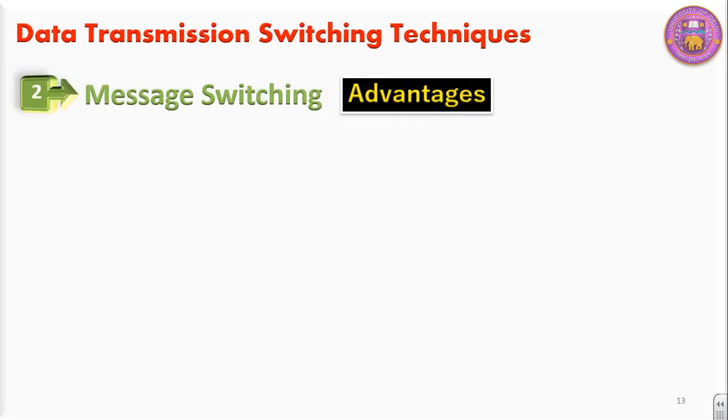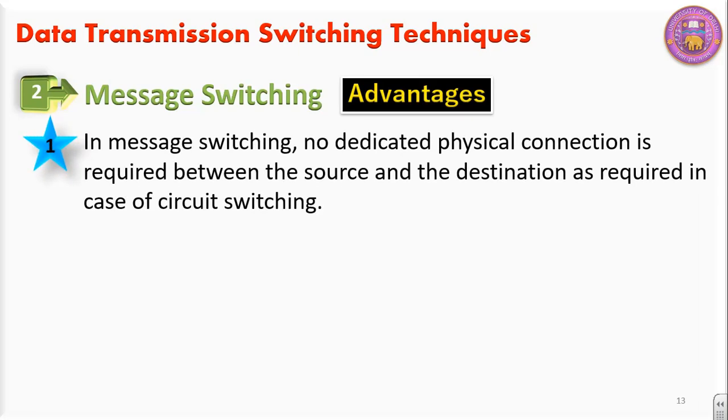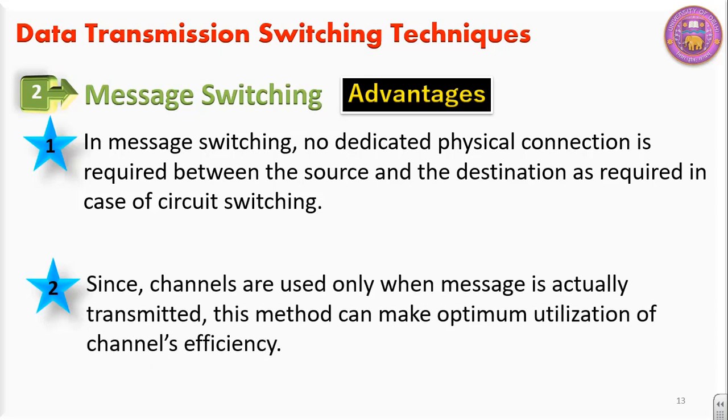Now, what are the advantages of message switching? First one, in message switching, no dedicated physical connection is required between the source and the destination as required in case of circuit switching. Second, since channels are used only when a message is actually transmitted, this method can make optimum utilization of channels efficiency.